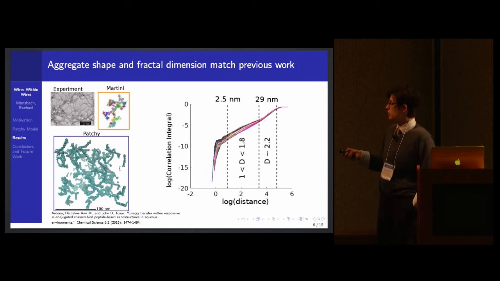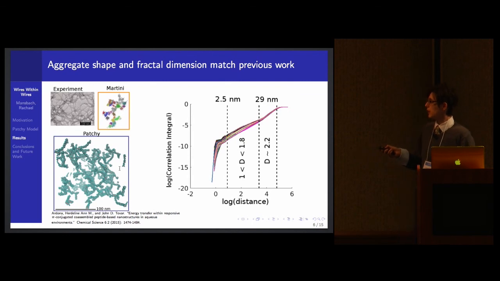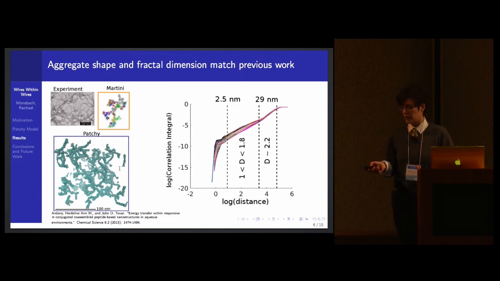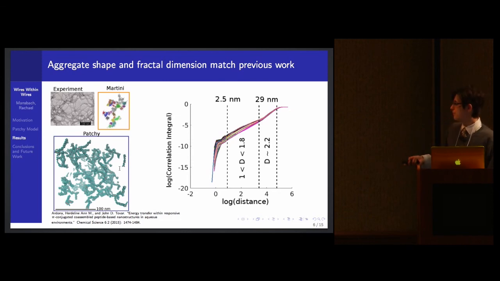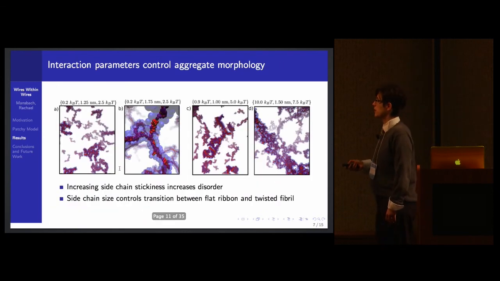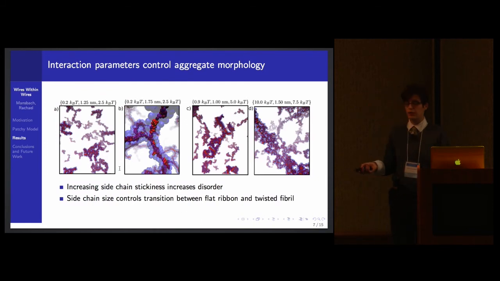But then on these shorter length scales, on length scales of about 10 nanometers, we see that we get a dimension between 1 and 1.8. And if we look, for example, at one of our higher resolution coarse grain models, for a specific system, we have a fractal dimensionality of 1.5. So that's encouraging.